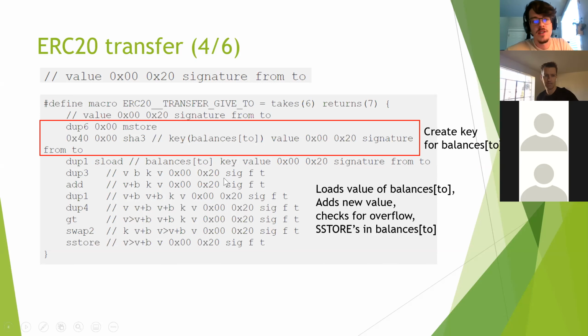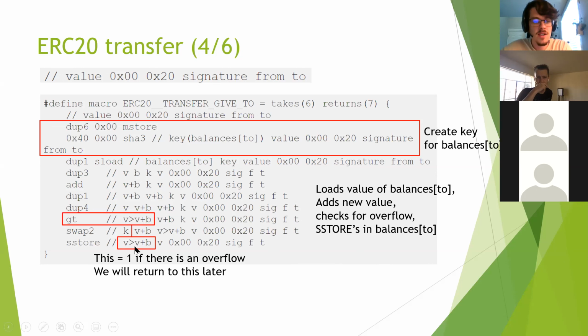and then this chunk of code loads the value of balances to, adds the new value, checks for overflow with this greater than, and then importantly, it does not revert if it overflows. It just keeps the overflow value as a flag, so that greater than pushes a 1 or a 0 to the stack, and it'll keep that flag, and it'll be used later to decide if we should revert. But for right now, it's just going to continue execution. And then it performs an sstore to update the balance for the recipient.